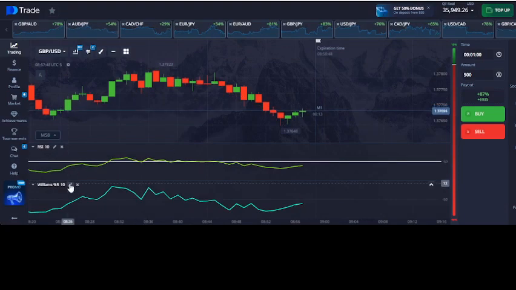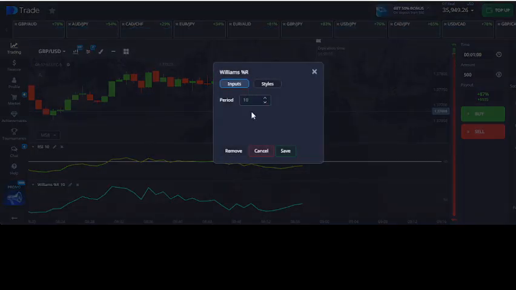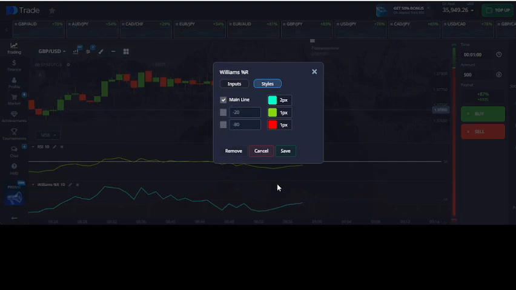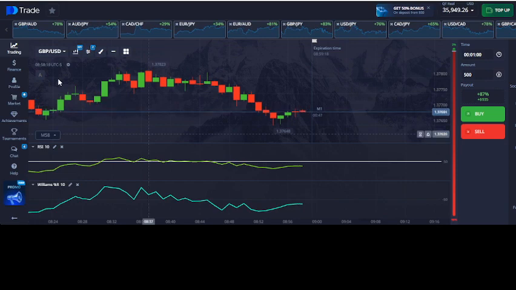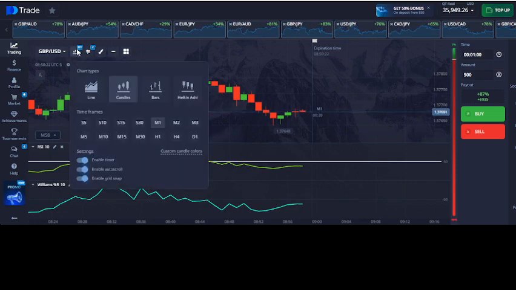And for the Williams percent R indicator, I've also set the period to 10. And in the style settings, I've disabled the 20 and the 80 line here. We only have the 50 line, the middle line, in the chart. And I've increased the line width also to 2 pixels for the main line here. Okay, save the settings. And for my candlestick chart, I have the candle set to 1 minute, regular Japanese candles.